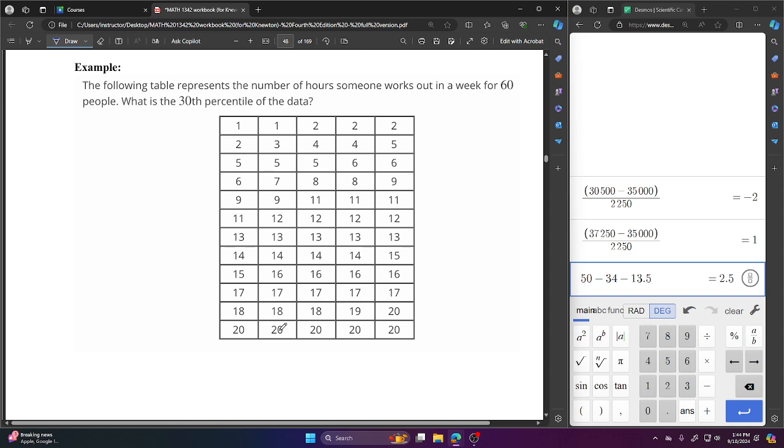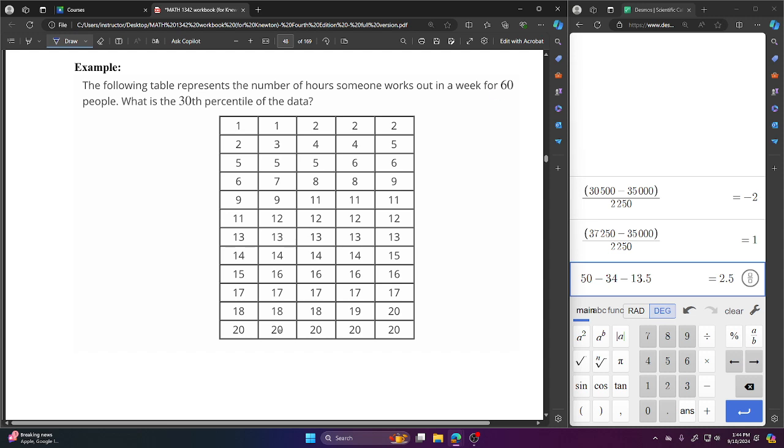30% of all this data, I want to know where's that cutoff line, right? So how would you find 30% of all this stuff? Any ideas? What do you think? I know, right? I'm lost too. And that's okay. How about this? Here's an idea.